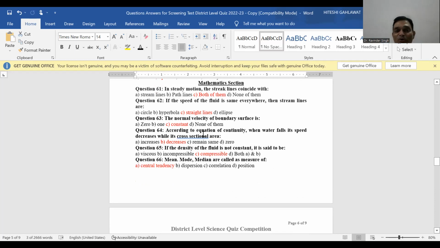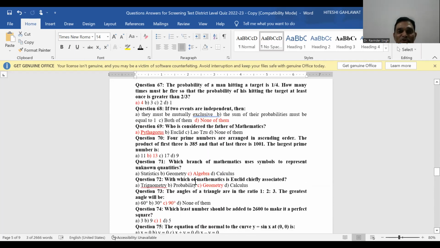Question number 64, according to the equation of continuity, when water falls, its speed decreases while its cross-section area decreases. Question number 65, if the density of the fluid is not constant, it is said to be, answer is compressible. Question number 66, mean, mode, median are called as the measure of central tendency. Question number 67, the probability of a man hitting a target is 1/4.